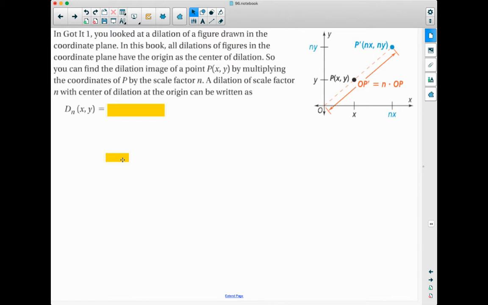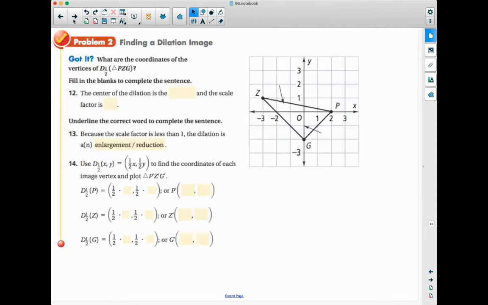So you can find the dilation image of point P(x, y) by multiplying the coordinates of P by the scale factor. A dilation of scale factor n with a center of dilation at the origin can be written as this: the dilation D sub n of (x, y) is equal to (nx, ny). So let's look at that in an example.